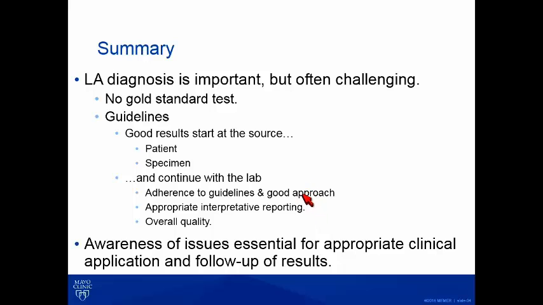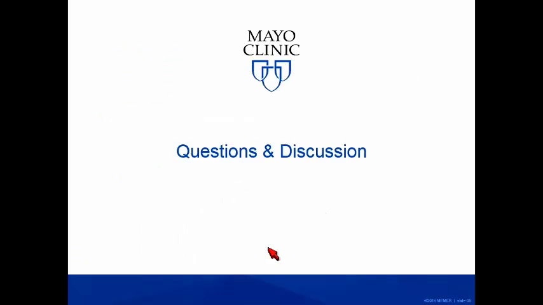That their approach should include appropriate interpretive reporting of your results. And you want to make sure your lab is of quality. Pick a good lab if you can pick your lab. And basically for you as the clinician, an awareness of these issues is essential to properly apply the results clinically that you're getting and to follow up the results appropriately as well. And I hope I've given you today a bit of an overview of that to give you that awareness.